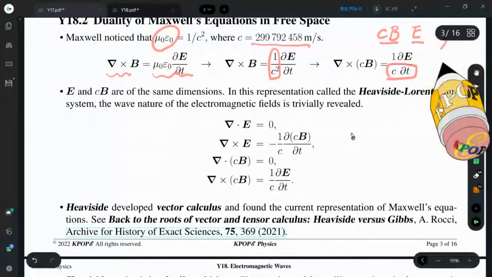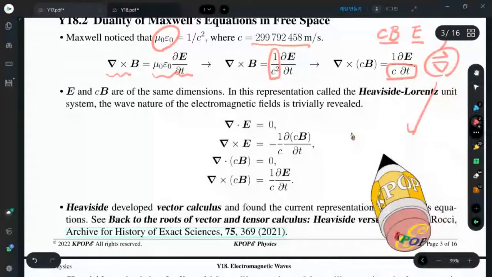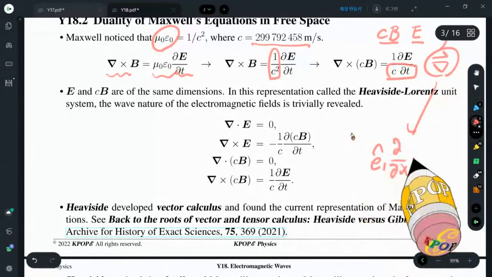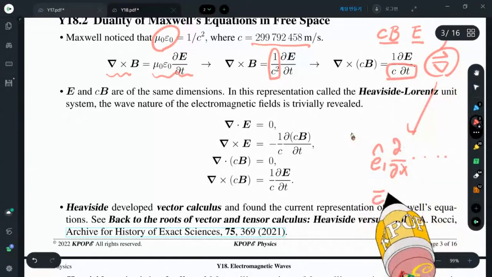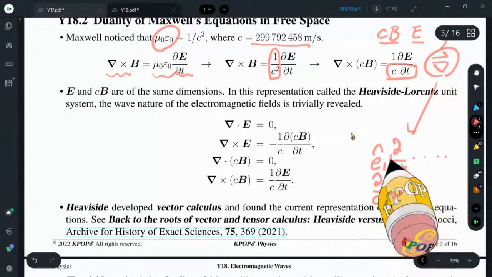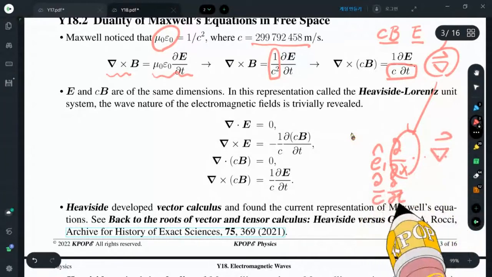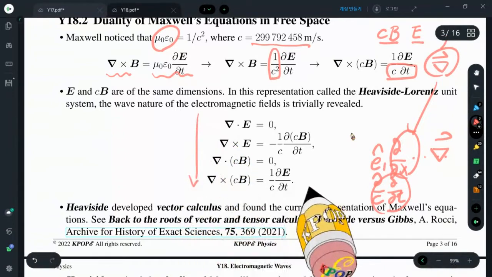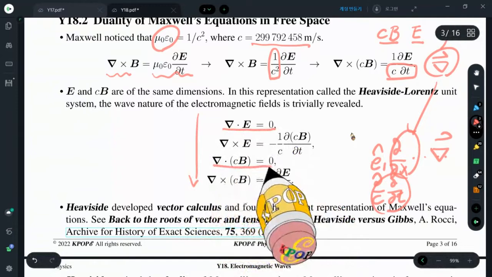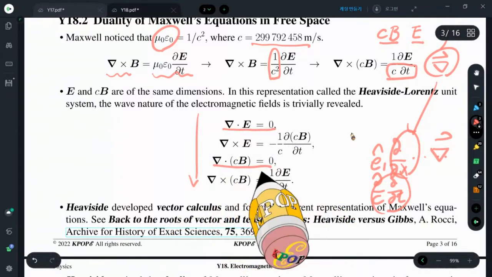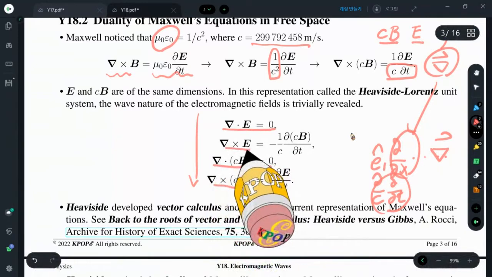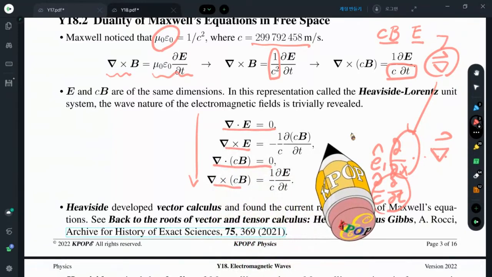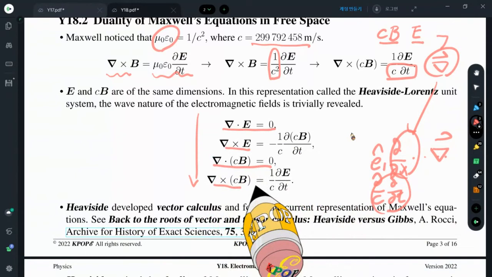You know the gradient operator, it is e1 hat times the x derivative, and so on. This gradient and c times the time derivative are of the same dimensions of 1 over length. So we write down four equations: two Gauss's laws and two curl equations. This is Faraday's law and this is Maxwell's law.